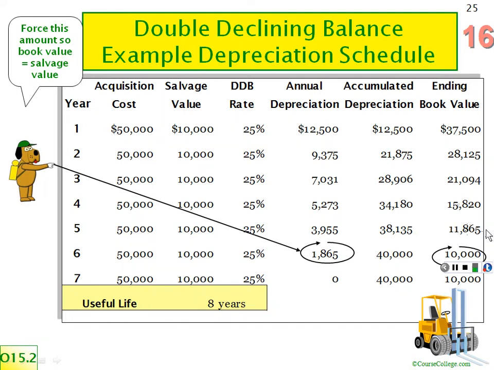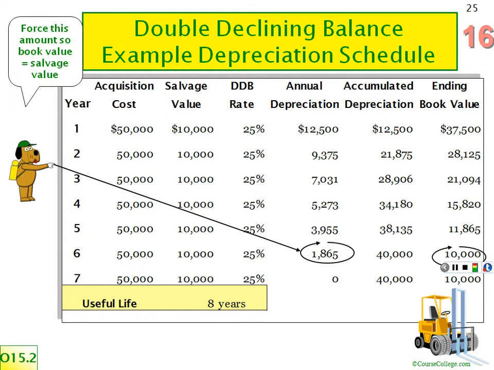They were getting close to salvage. If they would have used the same calculation, they would have driven the book value down below salvage. And that's how you deal with salvage value in the double declining balance method. You force the last entry in to cause the book value to equal salvage value.